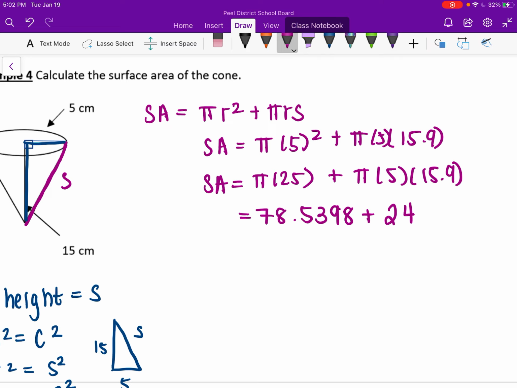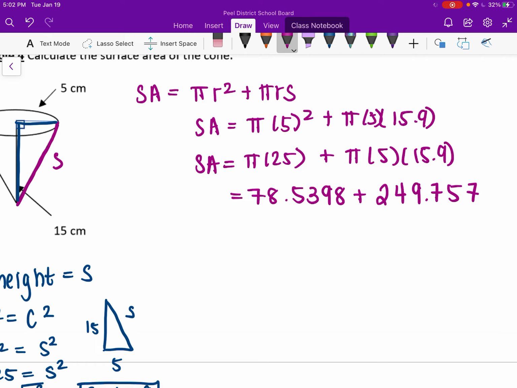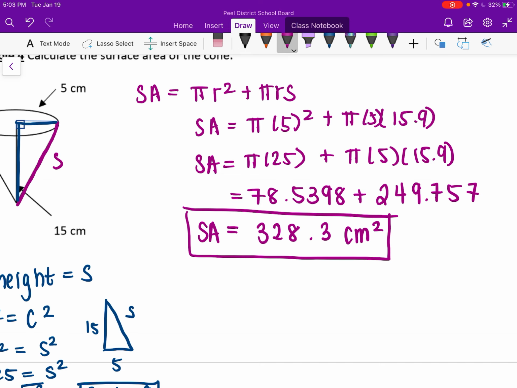Then I'm left with 249.757. I'm going to add these two together, and I just use the answer feature, which means that I probably have even more decimal points. So my surface area is going to be 328.2964, and so on. I'm going to round it to 328.3. So my surface area is equal to 328.3 centimeters squared. I just took the units from here. And that's my answer.